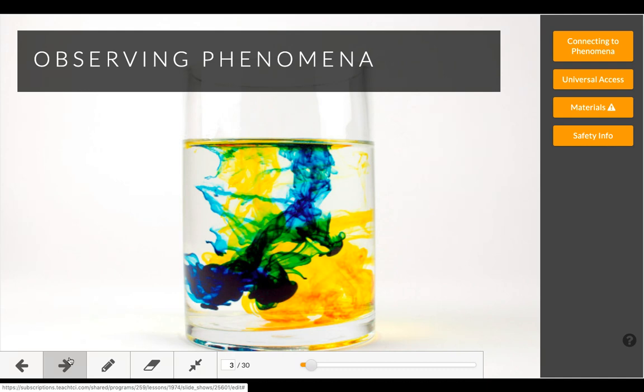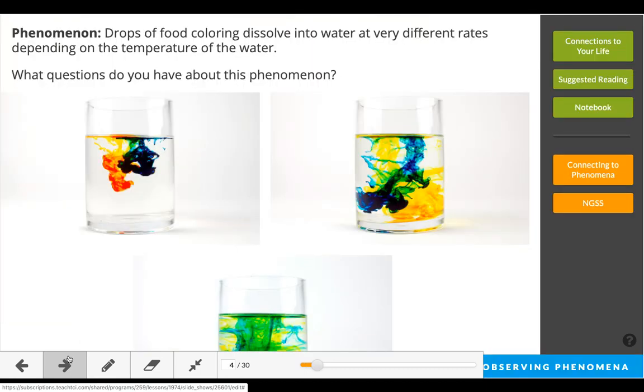That has to do with the motion of the particles in the glasses of water at different temperatures. And in this investigation, we're going to explore that in more detail. So here's the phenomenon, the big idea for this lesson. Drops of food coloring dissolve into water at very different rates depending on the temperature of the water.